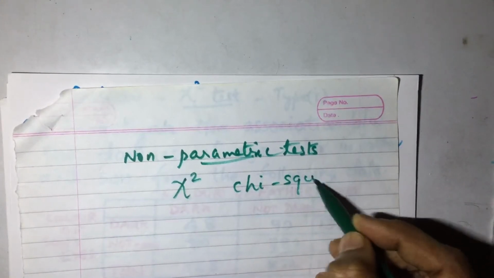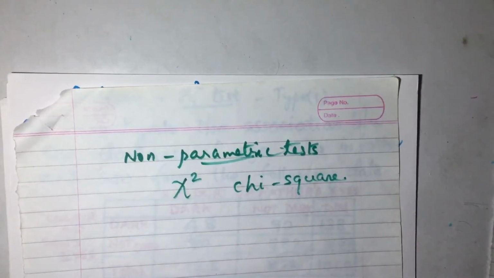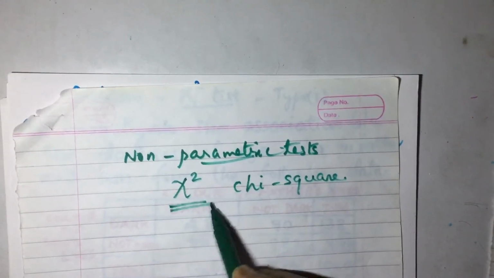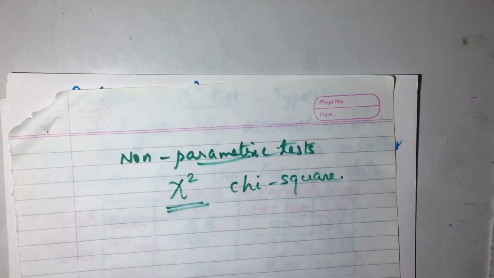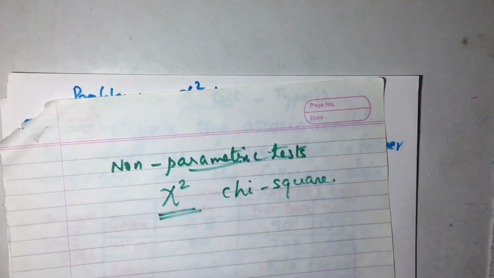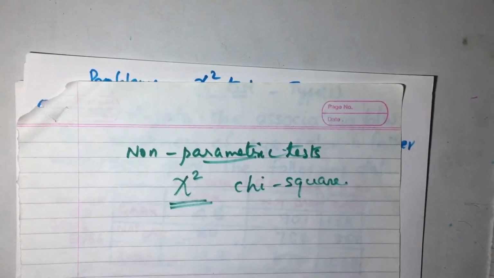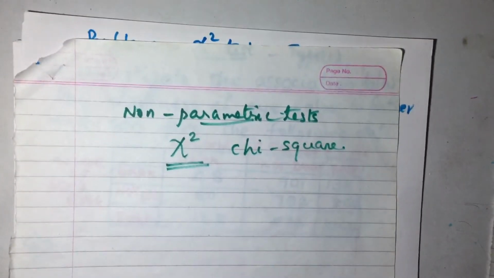Chi-square test. Now we will study what this chi-square test is. This is mainly used to find the goodness of fit, that is, how far the attributes are related. Suppose you need to find out, say, the height of father and son. Is there any relation between the height of father and the height of son, or is there any relation between the color of eyes of mother and the color of eyes of daughter?